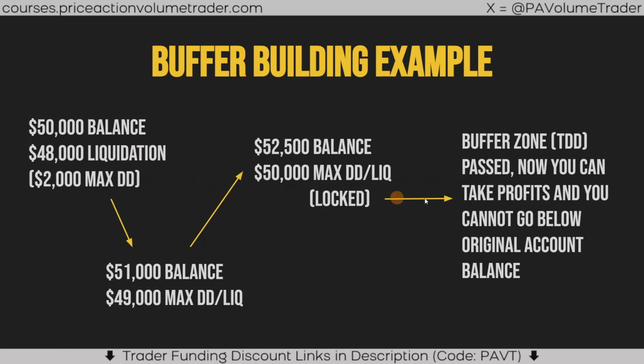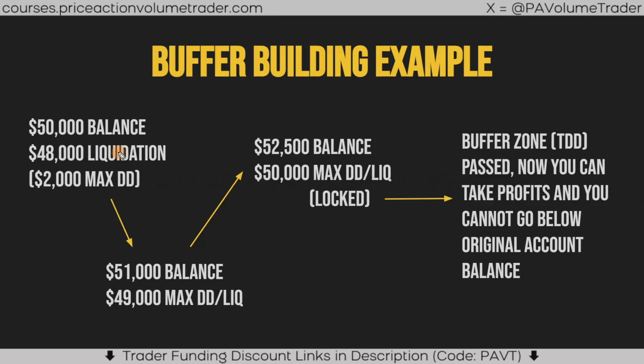So here's an example of what that will look like. It's going to vary a little bit by company, depending on what size drawdown they allow you. But in general, let's say we take a $50,000 account. You will usually get a $2,000 end of day drawdown with, let's say, My Funded Futures or TradeDay. With Apex, it is going to be a trailing drawdown of $2,500. But as we know, end of day drawdown is usually preferable. And that means your liquidation will be at $48,000.